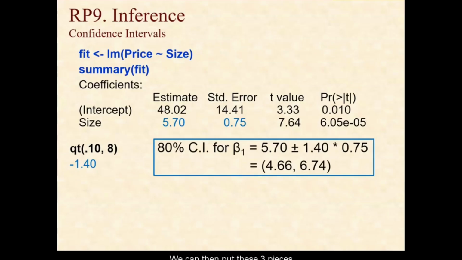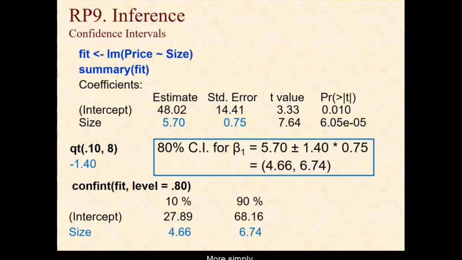We can then put these three pieces together manually to calculate the 80% confidence interval for beta 1, using the formula seen earlier in this module. The three indicated values are combined as shown to arrive at the 80% confidence interval for beta 1, equals 4.66 to 6.74. More simply, we can use the conf_int function within R. The syntax is shown here. Same intervals obtained as shown in the bottom row in blue.